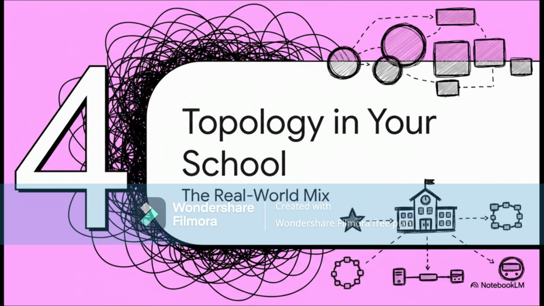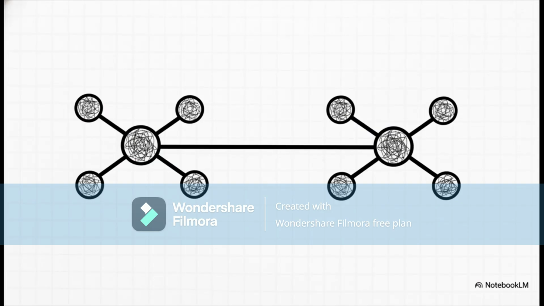So let's think about your school's network for a second. Which one of these layouts do you think it uses? The bus, the star, the ring? Well, the answer is probably a mix of them. And that brings us perfectly to our fourth and final type. And that brings us to layout number 4, the hybrid topology.